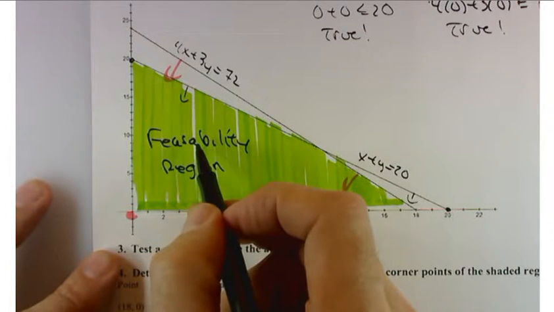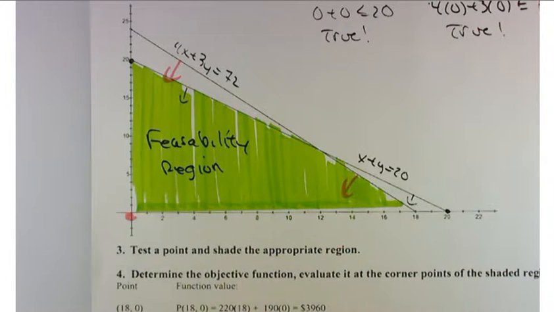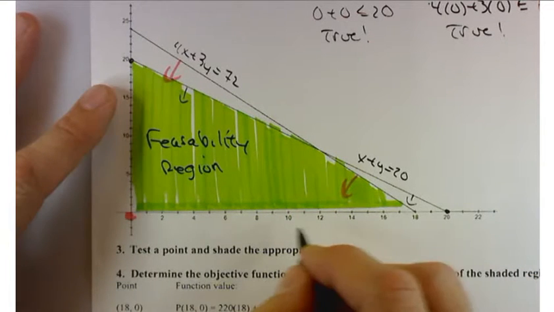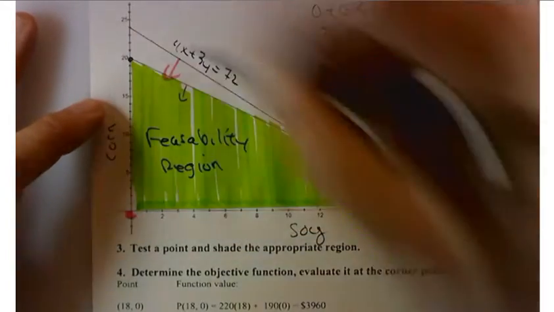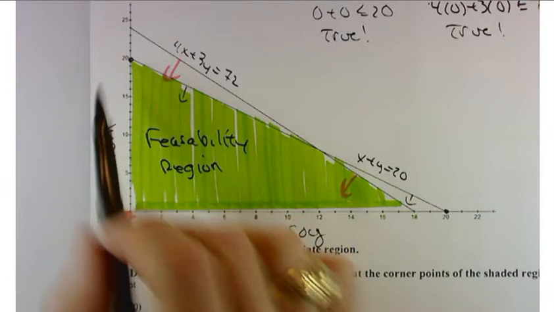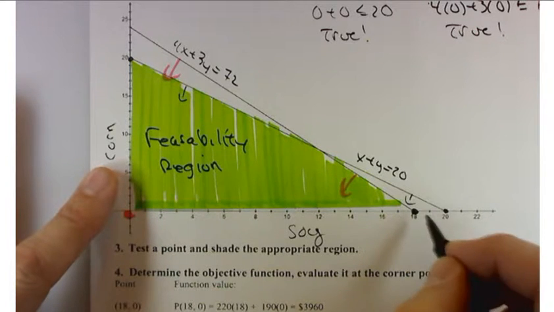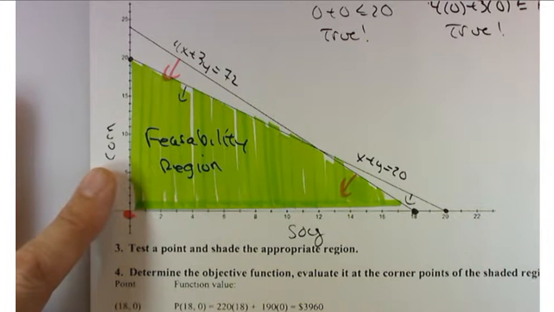I always forget. Is that an I? Feasibility region. All right. So it's spelled phonetically. So these are all the different combinations of crops that you can plant. You could plant everything in terms of soy, or you could plant everything in terms of corn. The downfall of planting everything in corn is that it doesn't make as much as soy. The downside of planting everything soy is that you're leaving 2 acres unplanted.